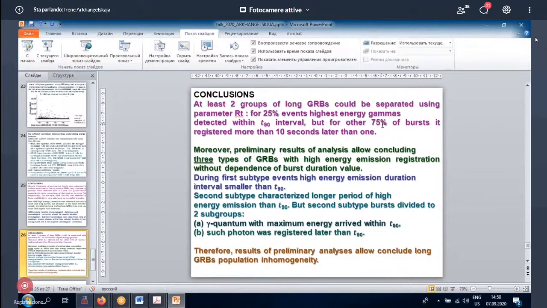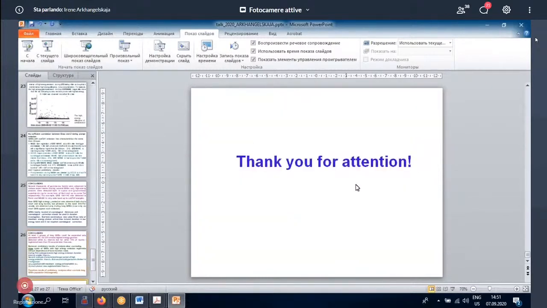Therefore, the results of the preliminary analysis allow us to conclude GRB population inhomogeneity, because such variations of properties should be caused by different emission mechanisms, it seems to me. So, thank you for your attention. Do you have any questions?